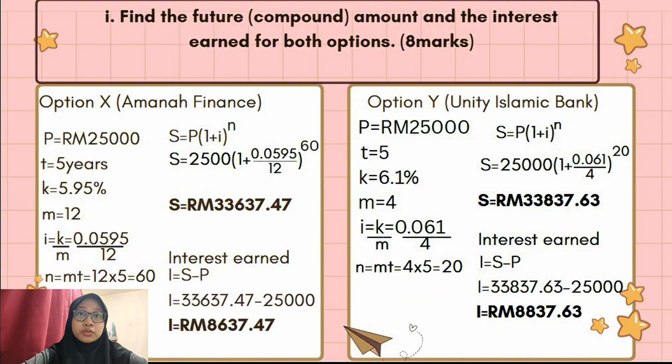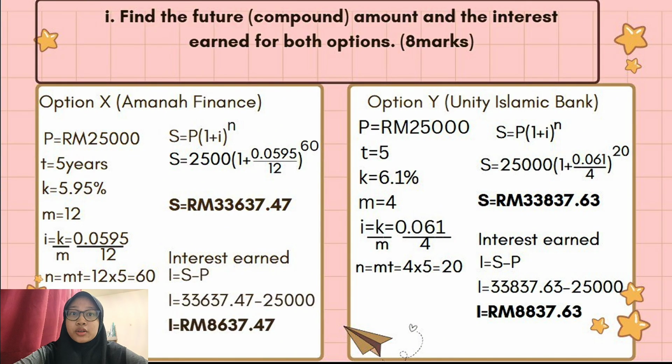Okay, for option Y below, Unity Islamic Bank, the principal is 25,000, the time period is 5 years, and the annual interest rate is 6.1%, and it is compounded quarterly, which means 4 times a year, so 0.061 divided by 4. Okay, the total number of compounding periods is 4 times 5 equals 20 periods. So we use the formula like before, substituting 25,000 multiplied by the quantity 1 plus 0.061 over 4, raised to the power of 20. Then we get the future amount, which is 33,837 ringgit and 63 cents.